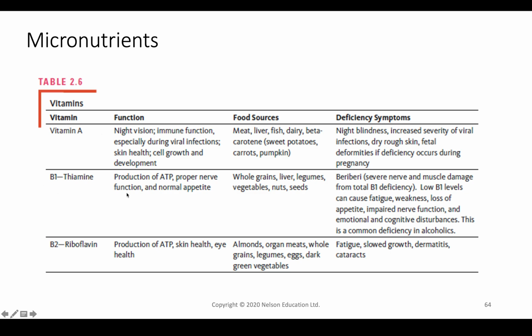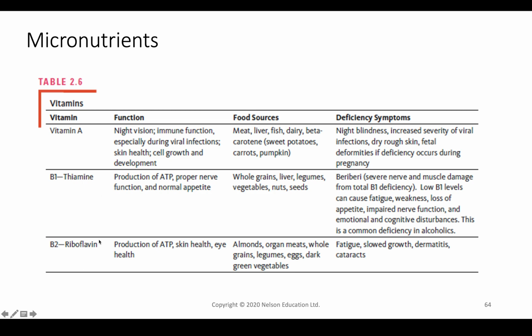We also have B1, thiamine, found in grains and liver, that helps produce ATP and functions in nerve function and appetite. If we have a low amount of it, we can become fatigued, very weak, have a loss of appetite, and have emotional and cognitive disturbances. This is something that happens quite often in alcoholics, because alcoholics tend to become deficient in B1-thiamine because of the way that alcohol is processed.